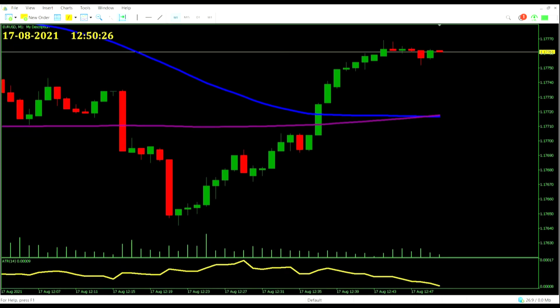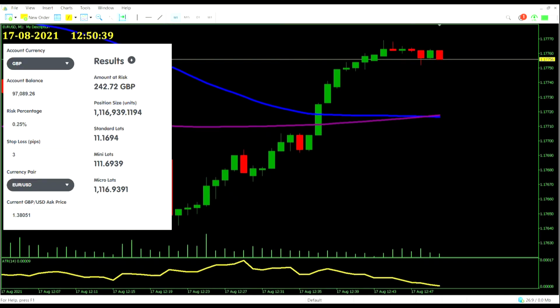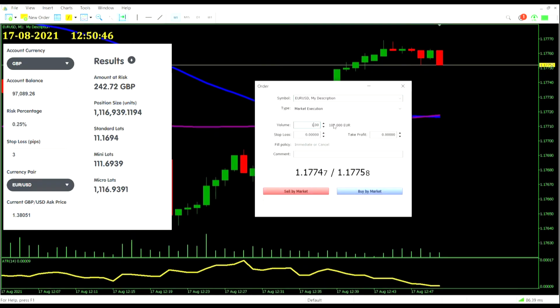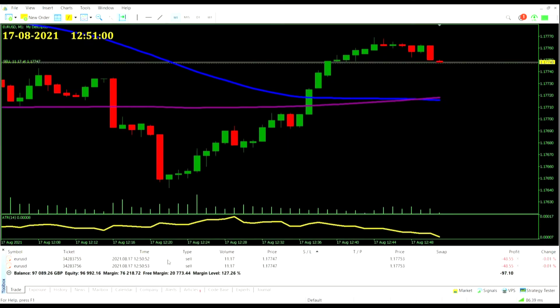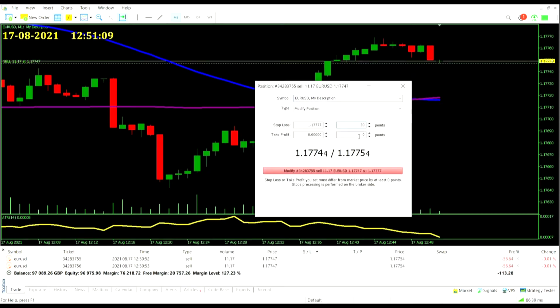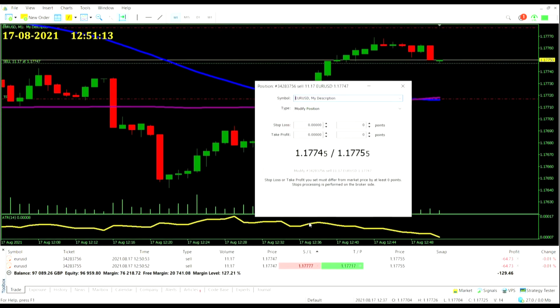Let's calculate our risk. You can see that on screen now, based on our account balance of £97,089. Let's get in the trade before it drops too much. Okay, so we have our 2 sell trades there at 11.17 and 11.17. So let's put our stop loss here at 30 points, and we'll put the take profit for that one at 30 points. And for this one here, stop loss at 30 points.